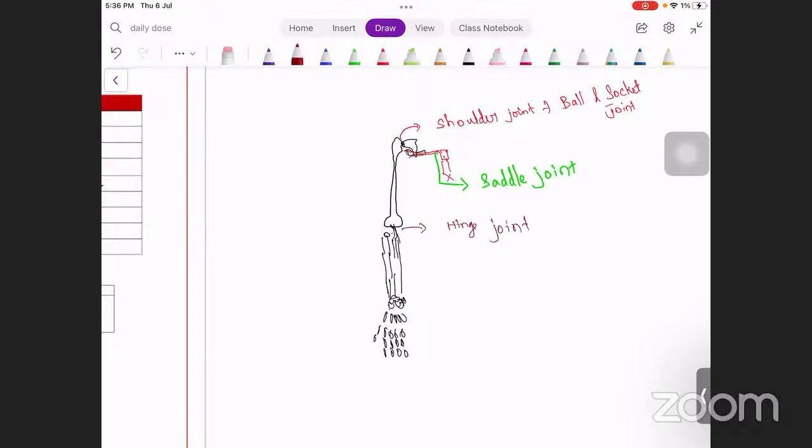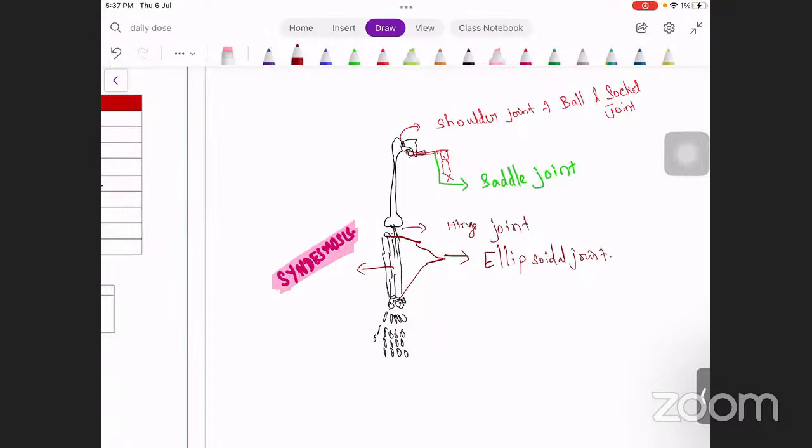And you have the radio-ulnar joint. Speaking about the radio-ulnar joint, we have three types of radio-ulnar joint. One is your superior and inferior radio-ulnar joint, which are pivot joints, while your middle radio-ulnar joint is so-called syndesmosis. So you have to remember that syndesmosis is your middle radio-ulnar joint.